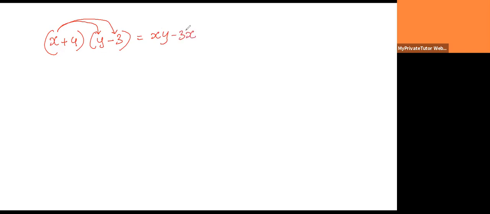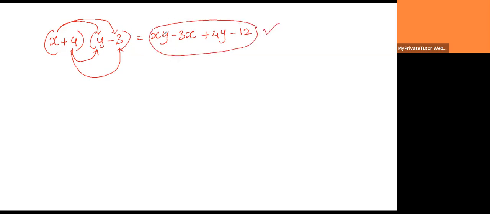I hope you guys understand that. Please let me know if you have any questions. Then you're going to multiply by 4 now. So what is 4 times y? 4y. And finally, we are left with 4 times minus 3, which is minus 12. So this is an expansion of the given factors. I hope you guys are able to follow me.